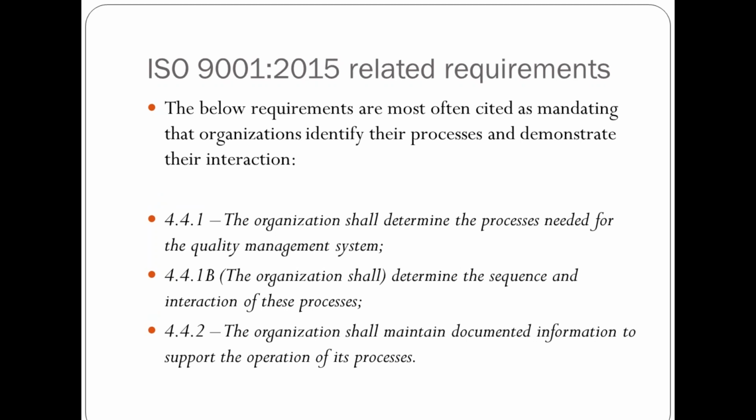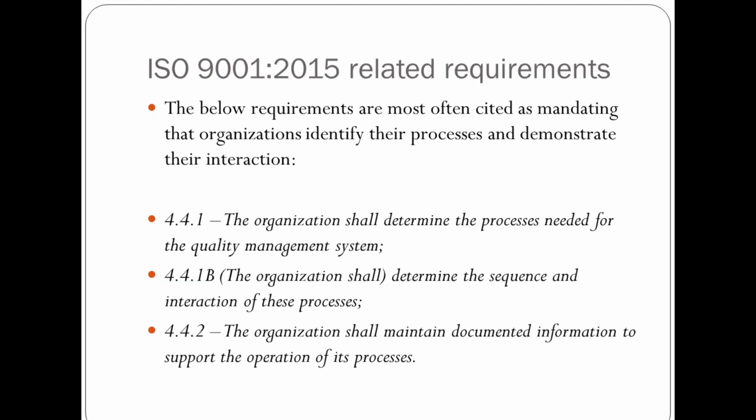Now, if we transition to ISO 9001:2015, those first two requirements, for the most part, are unchanged. If we look at this time, it's section 4.4.1. Again, the organization shall determine the processes needed for the quality management system. And in 4.4.1b, the organization shall determine the sequence and interaction of these processes. So that part of it is completely unchanged.